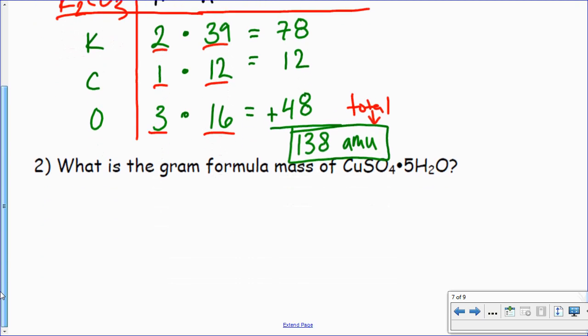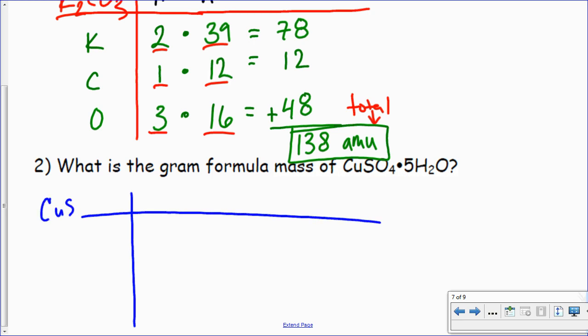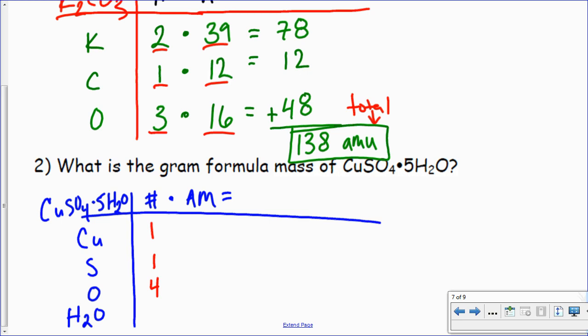In the scenario of this next one, we got 5 H2Os involved. So the same idea comes out here, but you set it up like this. CuSO4 dot 5 H2O. Number times atomic mass equals. Well, we got copper, we got sulfur, oxygen, and H2O. You'll find the number here to be quite easy: 1 copper, 1 sulfur, 4 oxygen, and we have 5 H2Os.